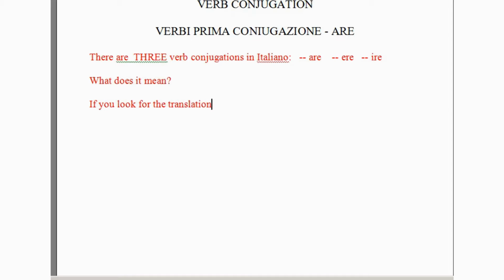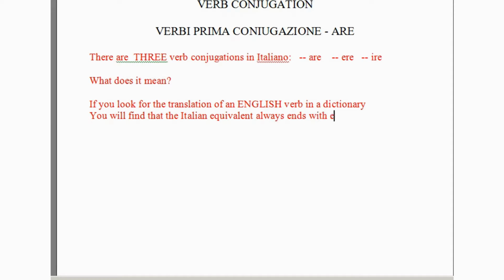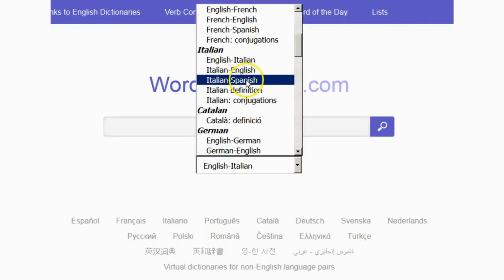It means that if you look for the translation of an English verb in a dictionary, you will find that the Italian equivalent always ends with either are, ere, or ire. All Italian verbs end with either are, ere, or ire.